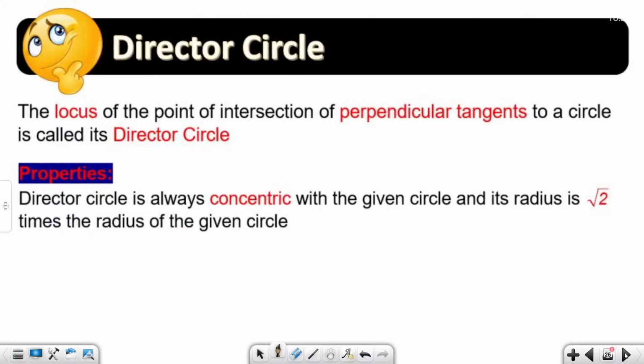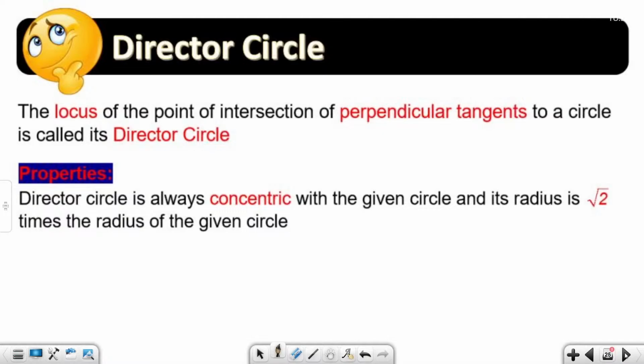What is a director circle? We have already done a lot of sums on tangents. I hope you are clear with this concept of tangents, not only the definition, but also how I'm approaching solving a problem given on tangents. Now we are coming to the director circle.